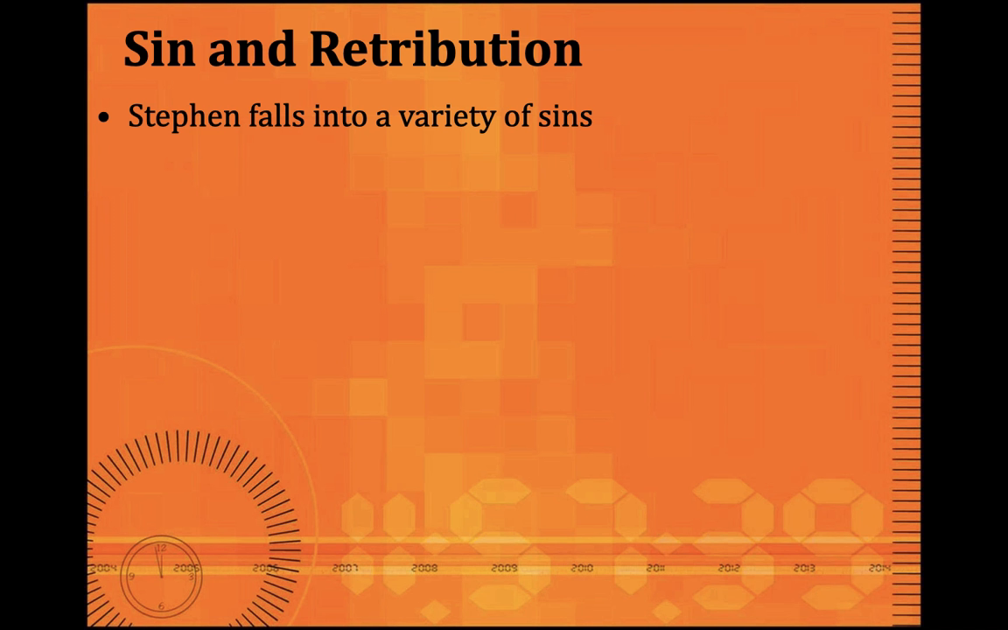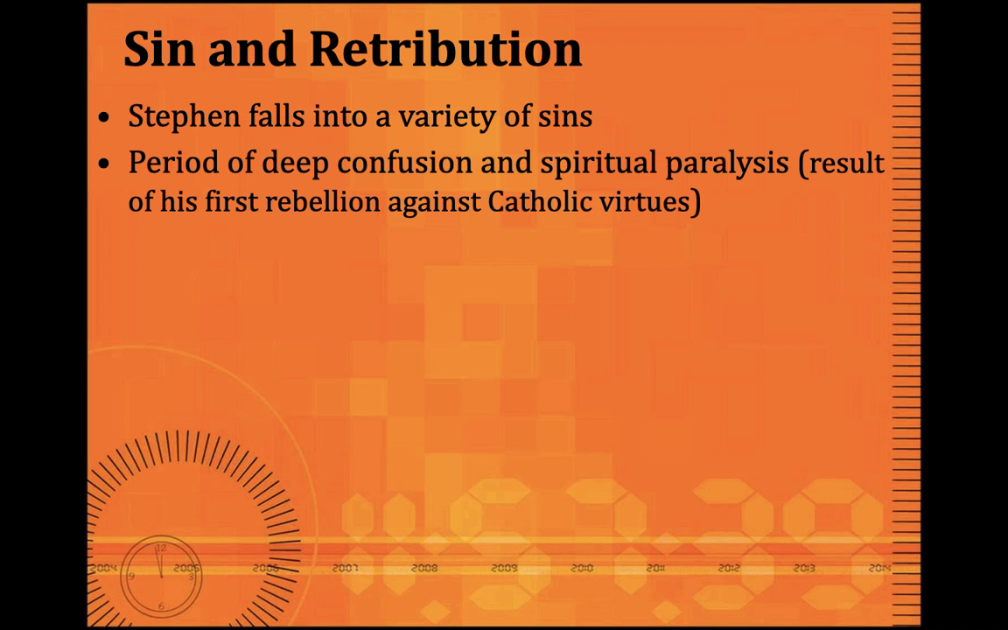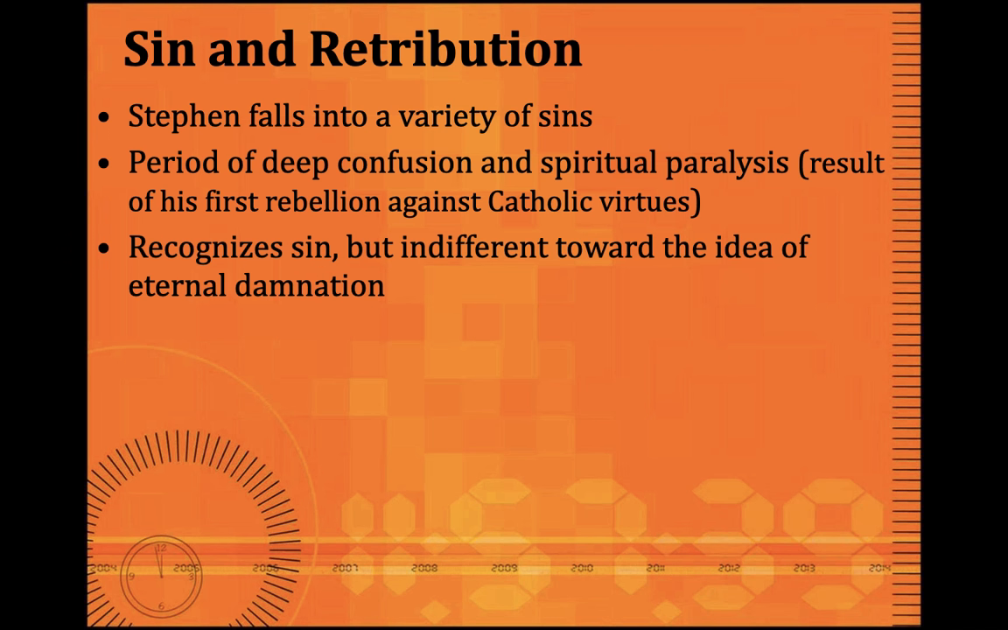And Stephen falls into a variety of sins at this time. There's a period of deep confusion and spiritual paralysis. This is the result of his first rebellion against Catholic virtues. He's rebelling against Catholicism in the form of indulging in vices. He recognizes sin, but is indifferent towards the idea of eternal damnation.